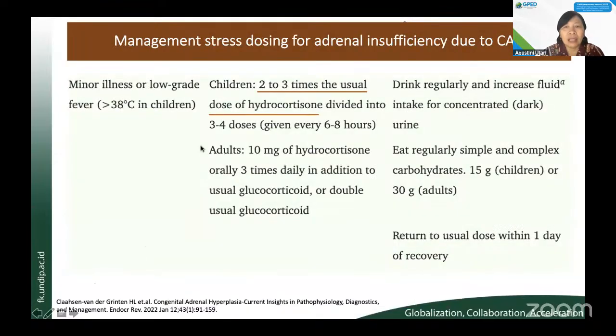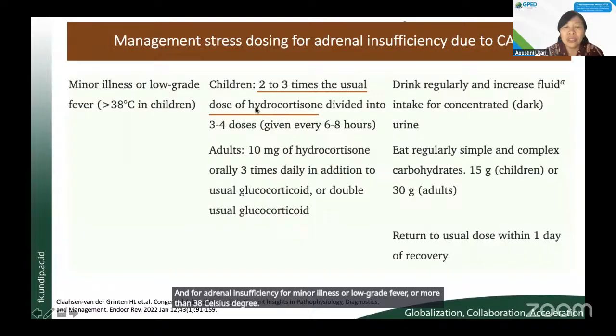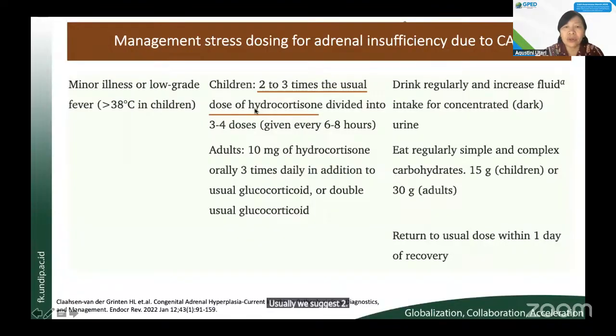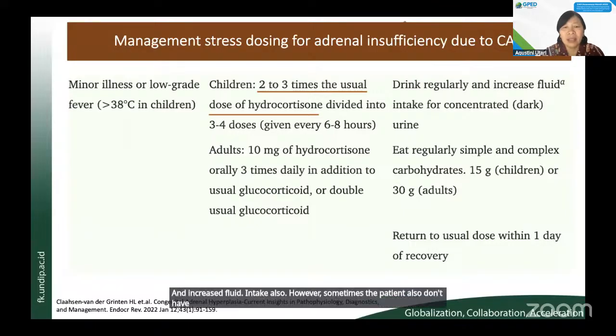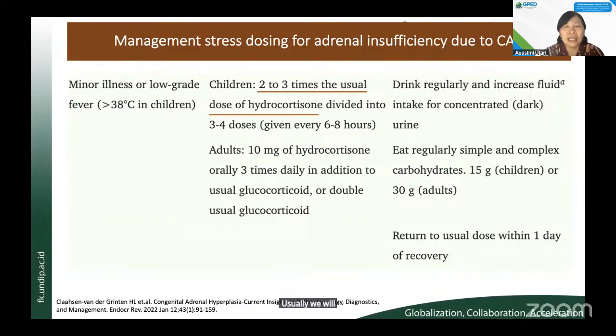And for adrenal insufficiency with minor illness, low-grade fever, or more than 38 degrees Celsius, usually we suggest 2 to 3 times the usual dose of hydrocortisone. So divide it into 3 to 4 doses, drink regularly, and increase fluid intake also. However, sometimes the patient doesn't have a thermometer at home. So for us, usually we recommend 3 times the dose after 38 degrees Celsius.